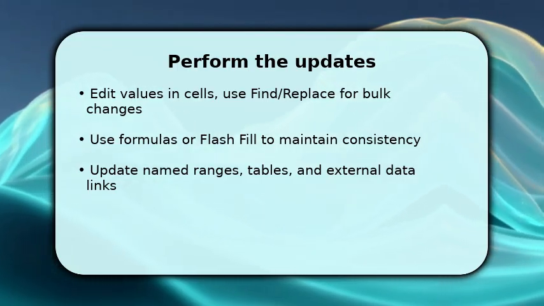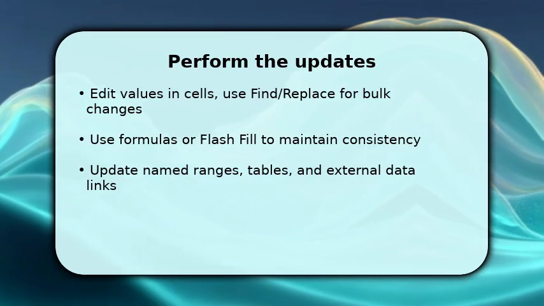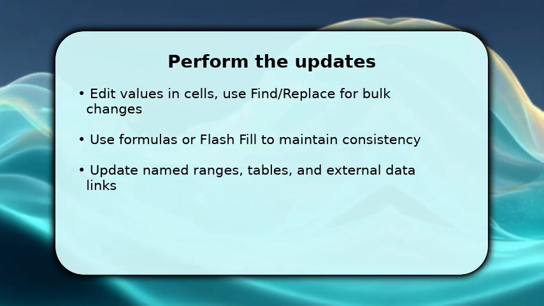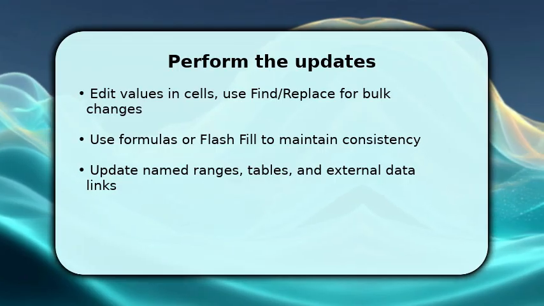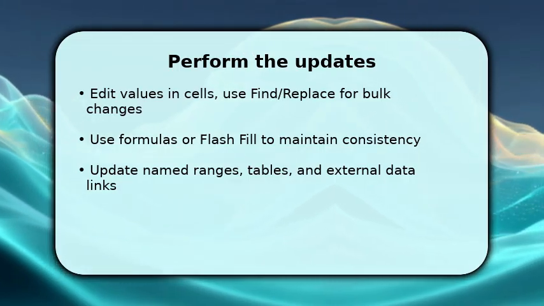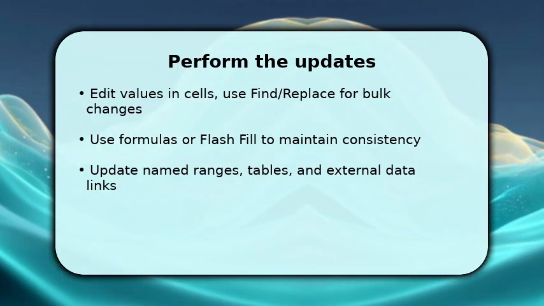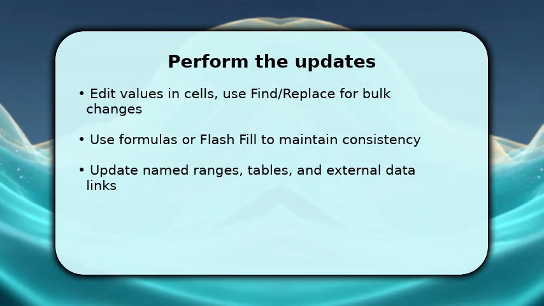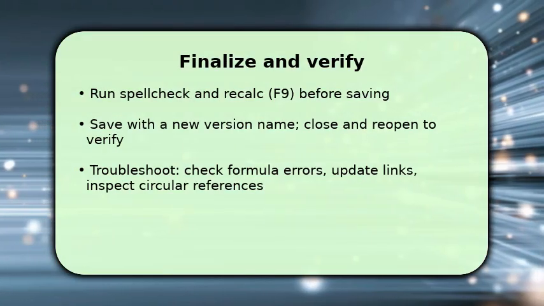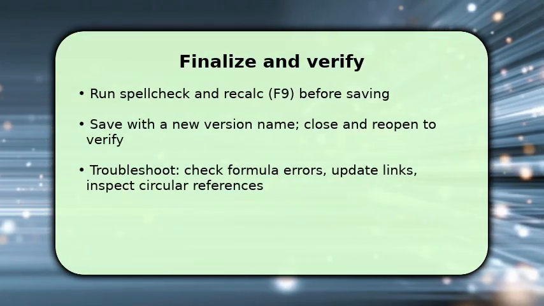If the workbook links to external data, refresh connections and confirm sources. Throughout, validate results with quick checks, look at totals and sample rows so you catch errors. Finish by recalculating and saving a new version name so the original remains available. Then close and reopen the file to ensure changes persist.